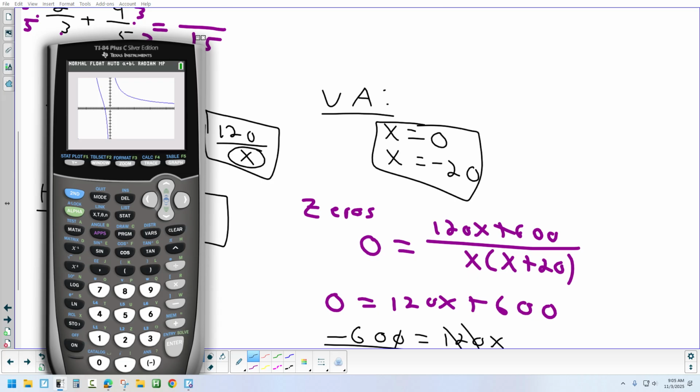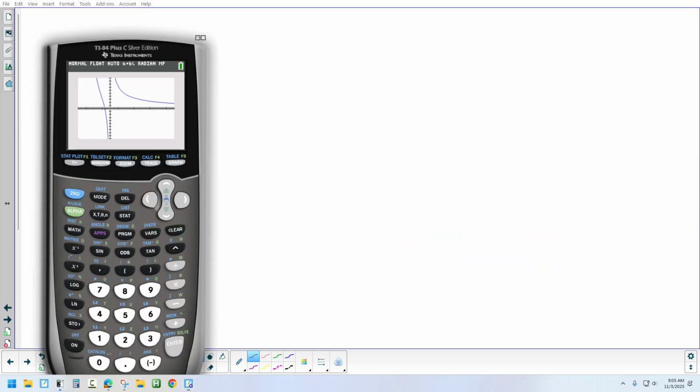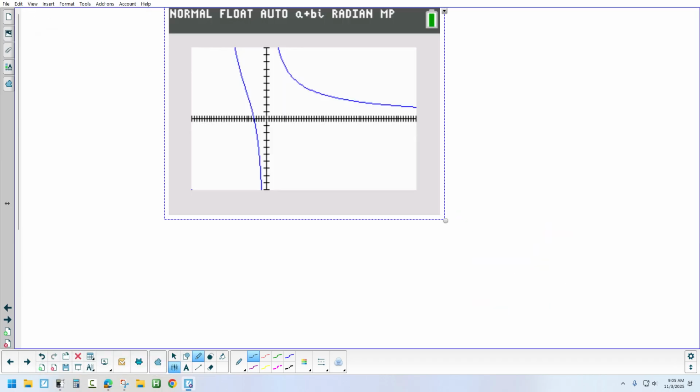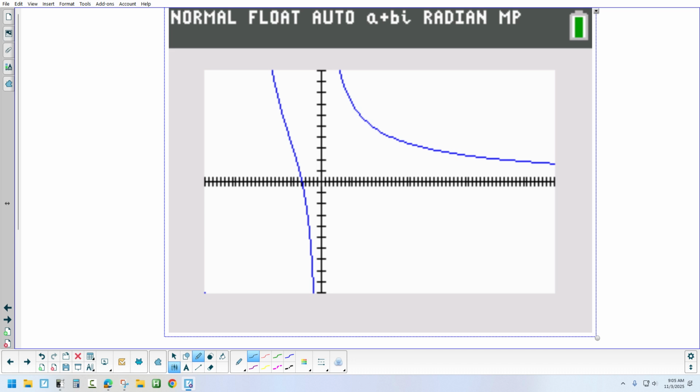All right, so that is not a good window. And the reason I can tell is because when you graph, and you have two vertical asymptotes, you can't cross a vertical asymptote. So two vertical asymptotes should be separating my graph into how many pieces? If you had one vertical asymptote, it would separate it into two.